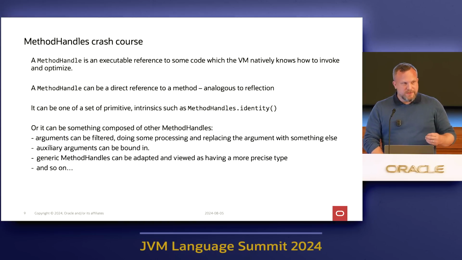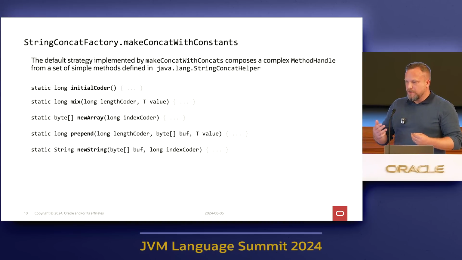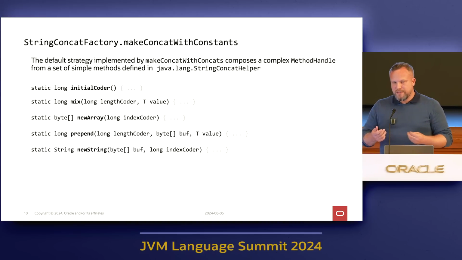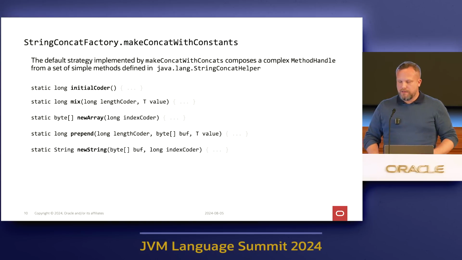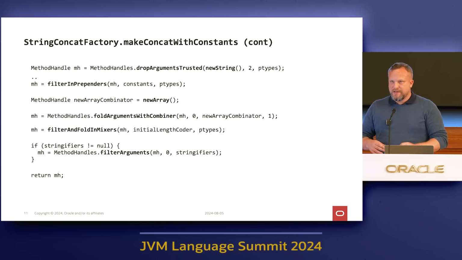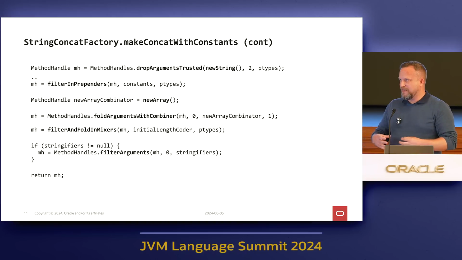And this relates to the string concat factory because in the current strategy, we basically take direct method handles to a set of very simple methods like initial coder, mix, new array, prepend, and new string, and compose these depending on the shape of the concatenation expression that we want to create. So we take these method handles and do a very convoluted and backwards chain of method handle transforms.